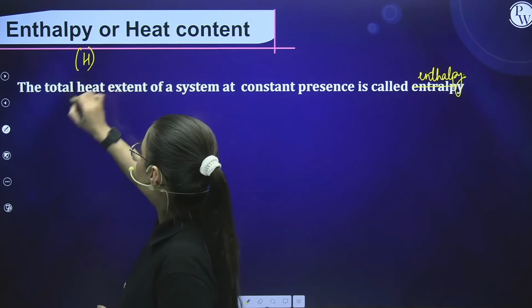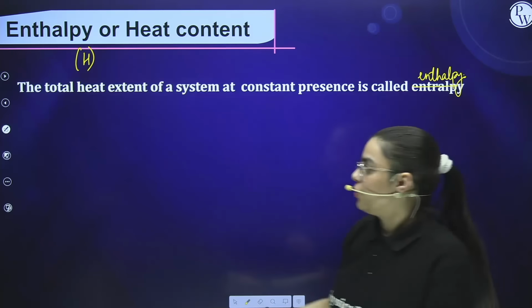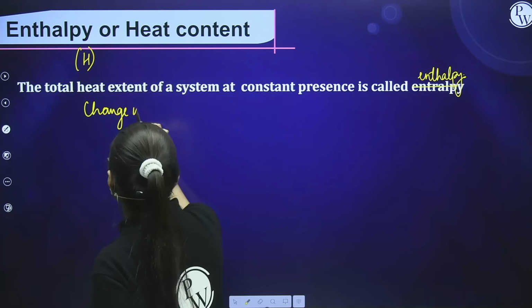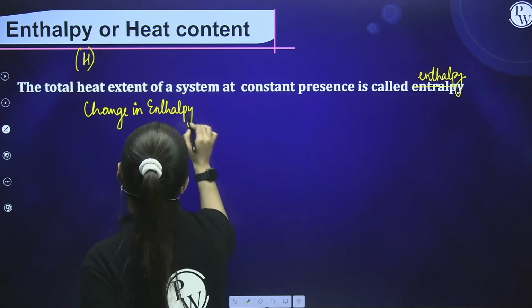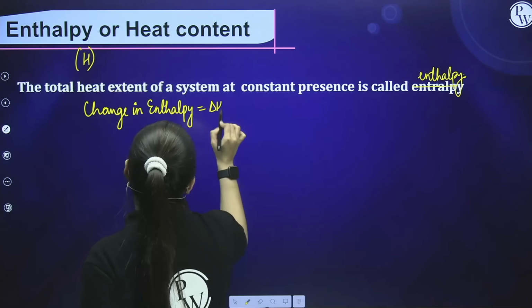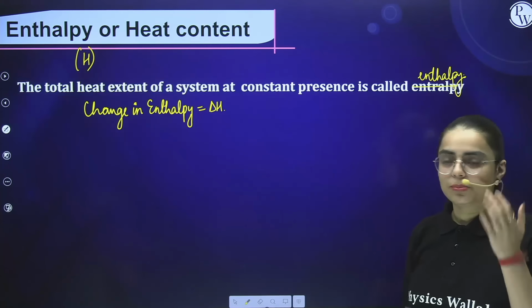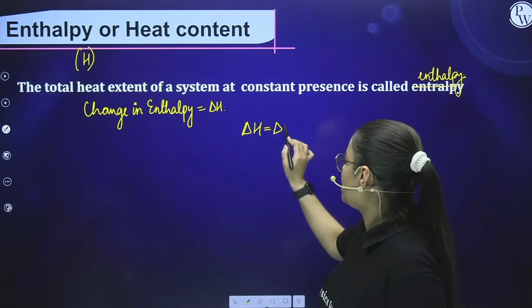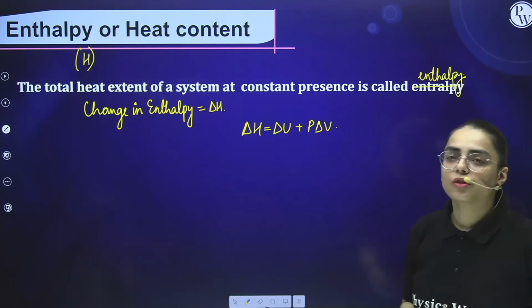And we do not calculate the value of H, we always calculate the value of change in enthalpy. And change in enthalpy, students, is represented by delta H. Now, what is the formula for the enthalpy? It is basically delta H equals delta U plus P dV. This is the formula for the change in enthalpy.